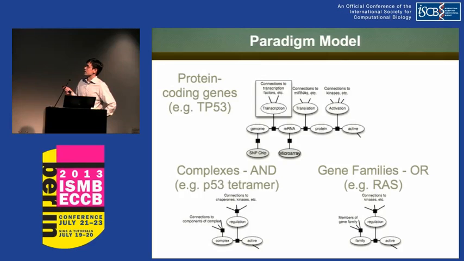So the active nodes here are connected to regulation nodes based on which genes are annotated to be connected in the pathway. And the way we model complexes is a noisy AND function of all the genes involved in that complex. And then gene families are a noisy OR function of all of the genes involved in that family.